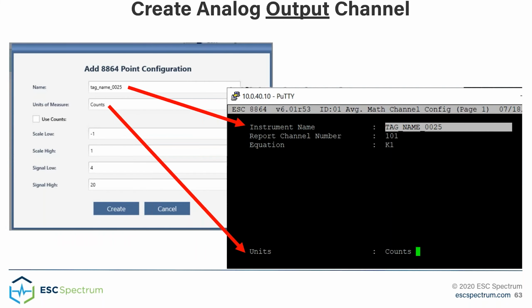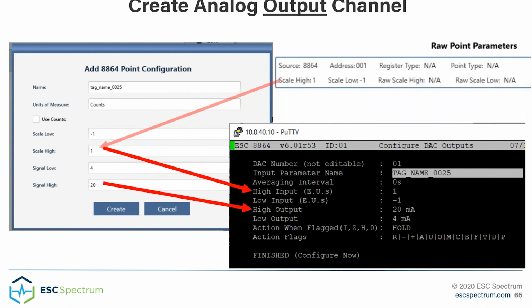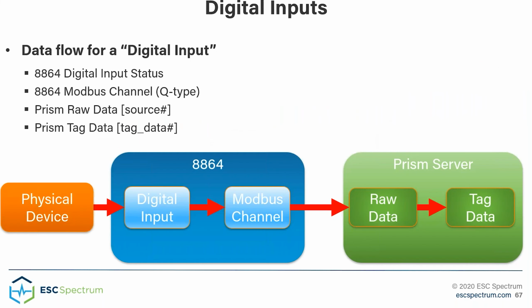Right? So you create default, and when it does this, see it creates this math channel for us, in this case the equation is just looking at controller constant K1. And then it also creates that analog output point for us. So you get the engineering units high and low, and the 4 to 20 milliamps. So it created both of these things for us. And you could edit it like this after the fact.